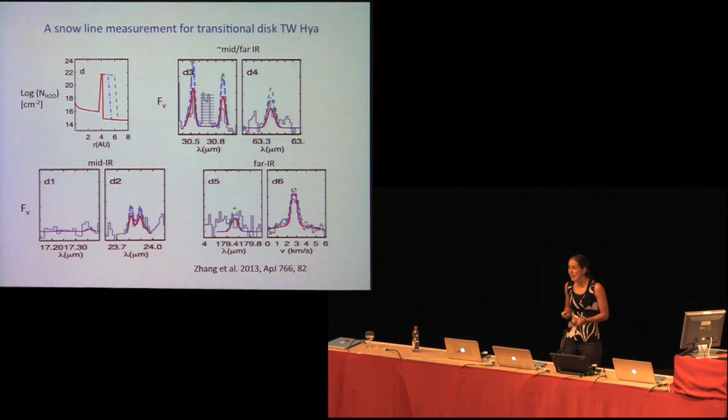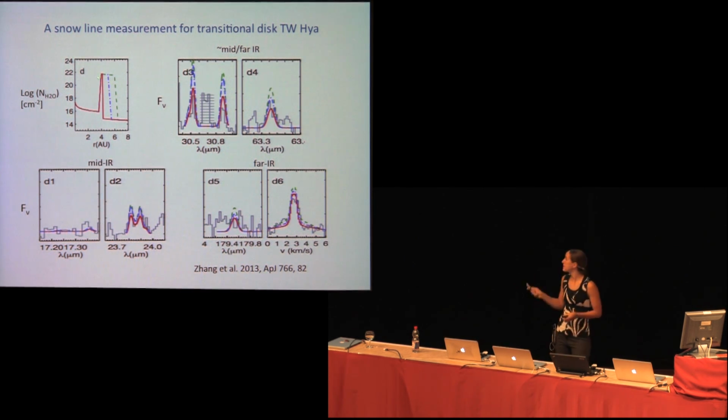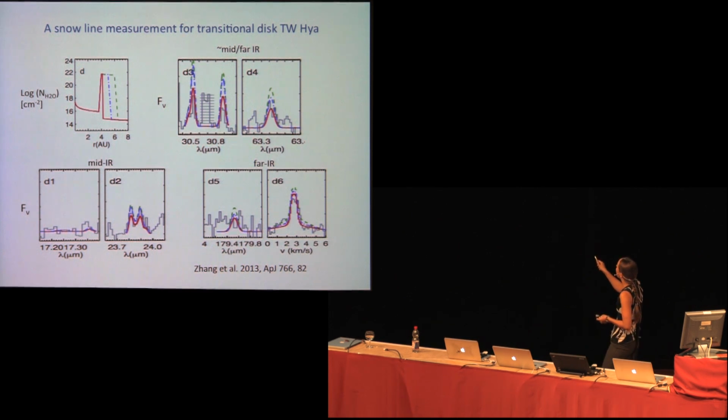Now, there's been a second attempt to measure a snow line, and this was done, I would say, very carefully. And I'll just show you a few of the plots from this work. So this shows the abundance profile of the water vapor in the disk, and just one of the parameters that were varied. This is work by Coco Zhang et al. And you can see that moving the snow line out, this is where the water vapor drops off, has a dramatic effect on some of the emission lines, in particular things in the mid-infrared.